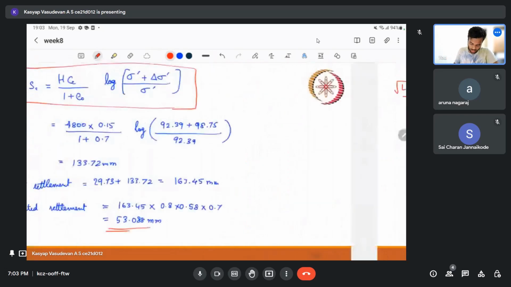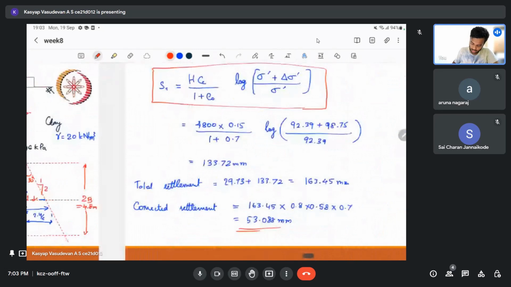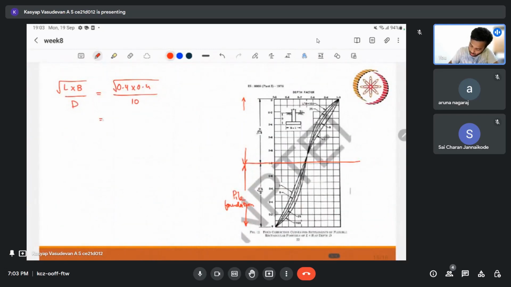And D, what is D? Depth of the foundation. Depth of the foundation is our 10 meter. So we have 0.4 by 10, which is nothing but 0.04. It will come out something like this, but it's in between 0.5 to 0.6. So we can adjust the point between 0.5 to 0.6, the depth correction factor. But in the question they have directly given it, so we are not worried about it.